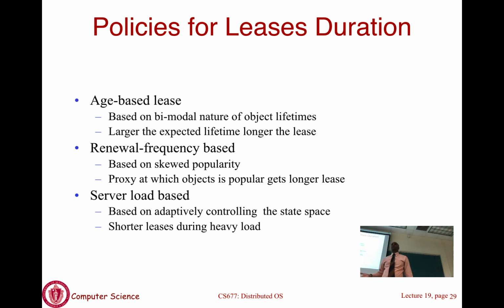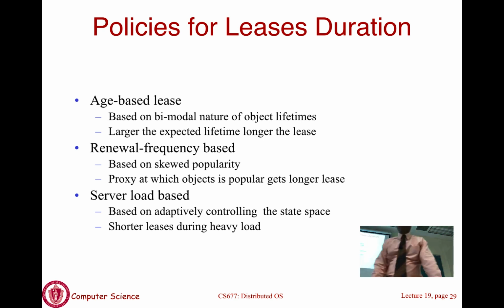So if the web page is popular, maybe you should ensure stronger consistency, give longer leases so you can keep sending updates. You can even change the lease duration based on server load. If the load is high, you can give shorter leases and throw away your extra state and reduce the number of notifications you have to send and so on. There could be many metrics that tell you how to decide the lease duration. Is this clear? Any questions?